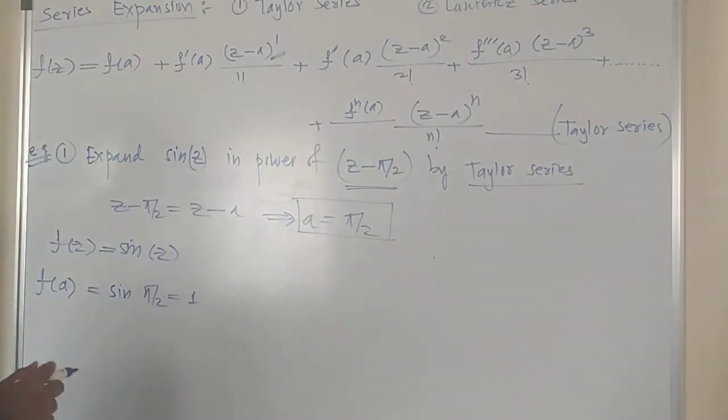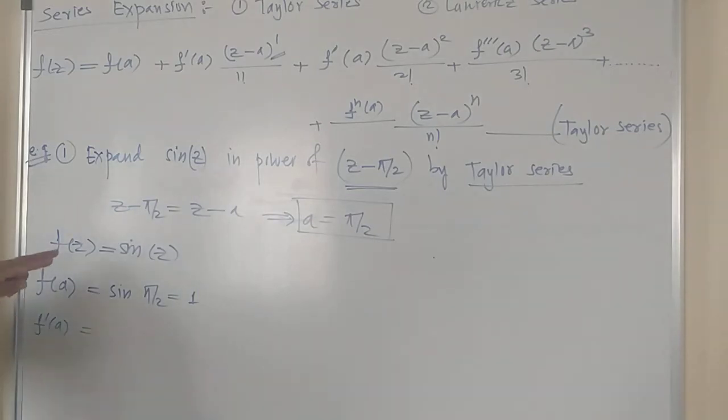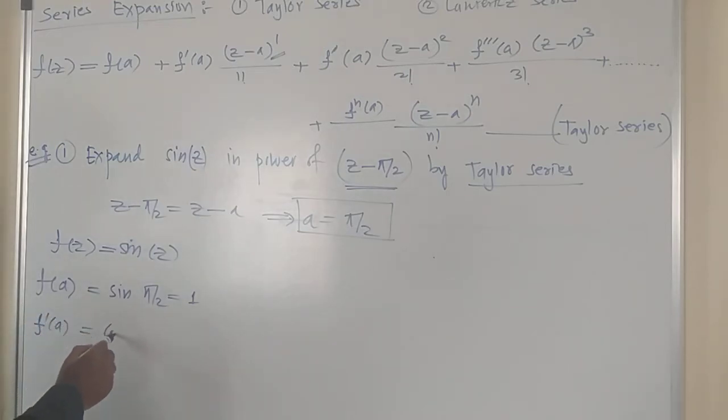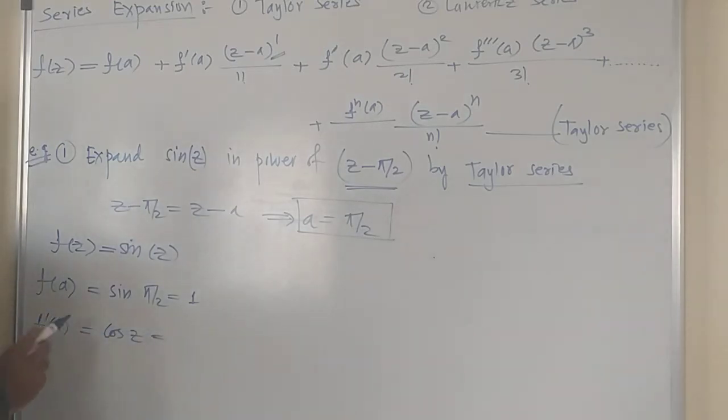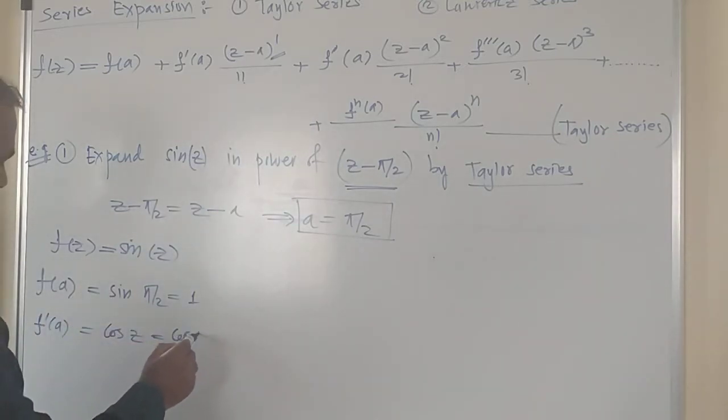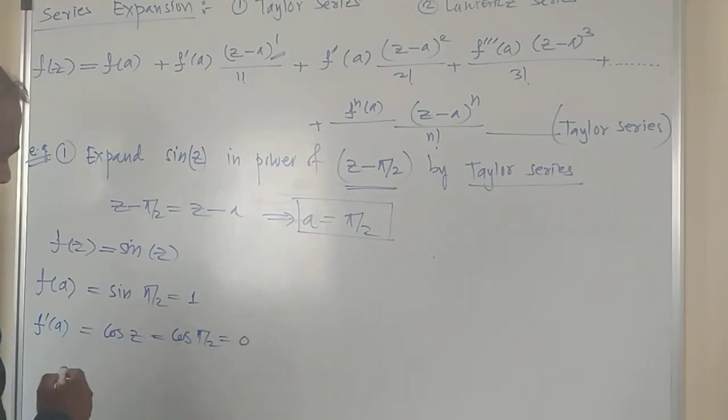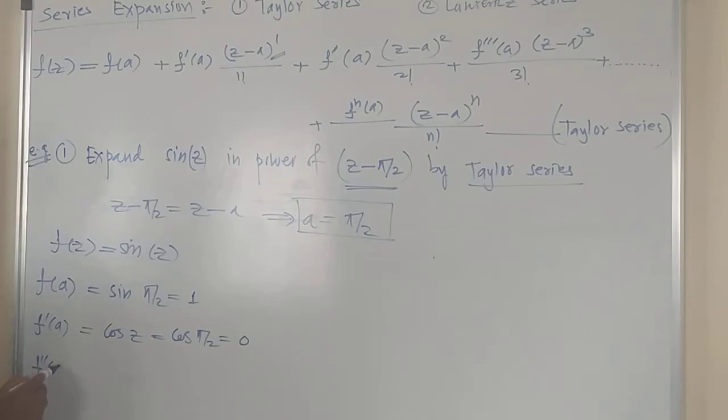In this way, you can calculate the values of f dash of a. f dash of a is equal to the derivative of this, and the derivative of sin is cos z. So cos pi by 2 is 0. f double dash of a, that means the derivative of f dash of a: the derivative of sin is cos, and the derivative of cos is minus sin z, which is equal to minus sin pi by 2, and minus sin pi by 2 is minus 1.